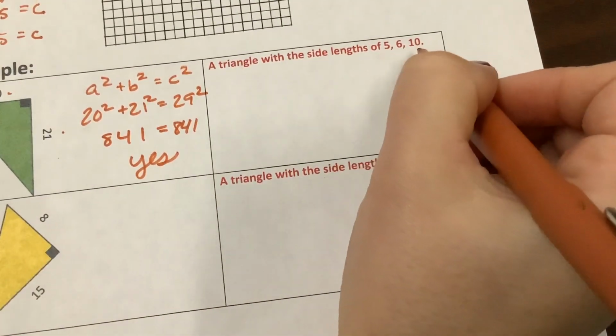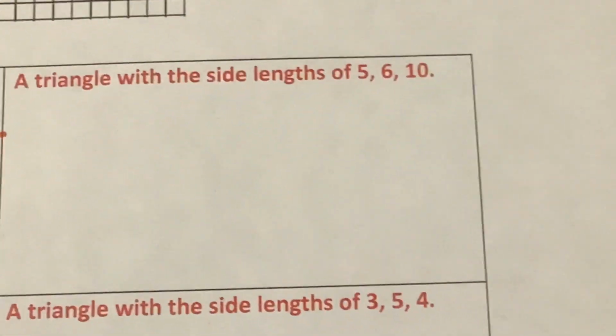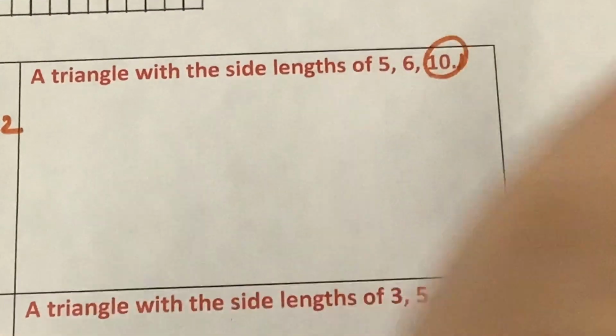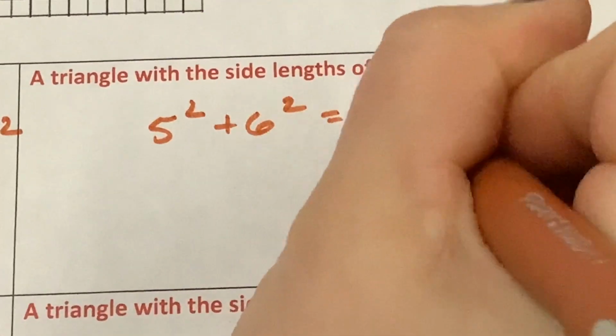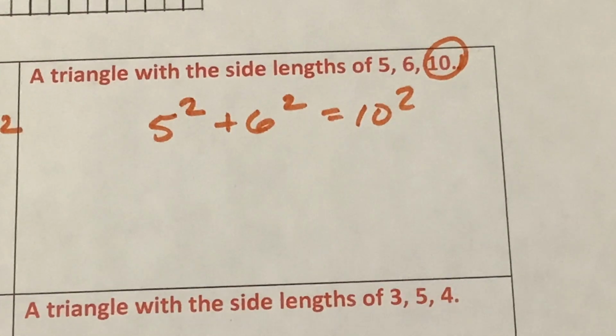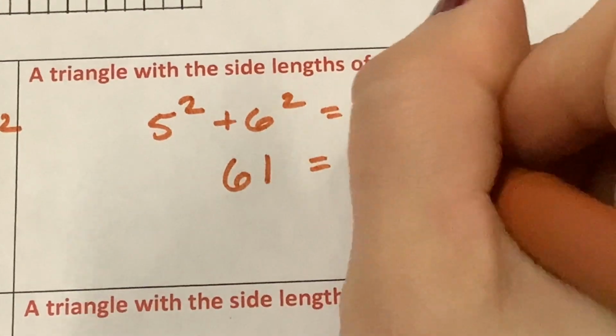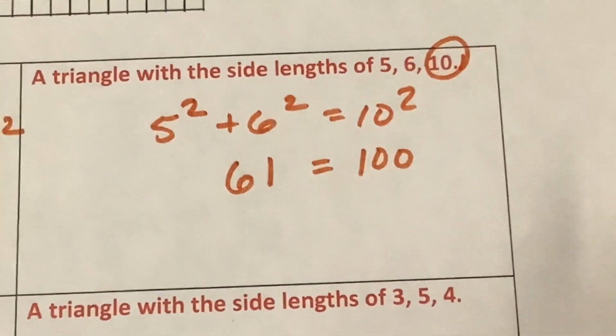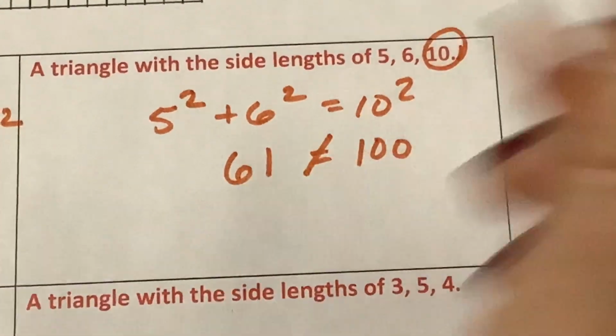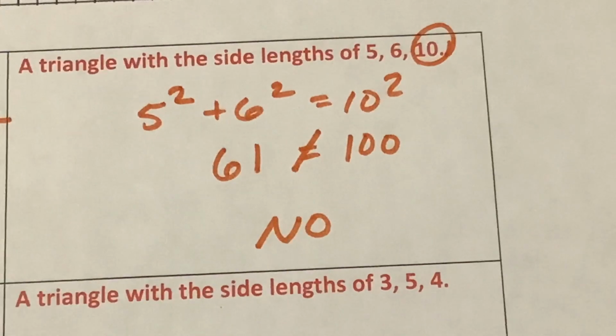We have 5, 6, and 10. Which one has to be the hypotenuse? 10. So circle that, that's our hypotenuse. And so now we're going to do 5 squared plus 6 squared and check to see that it equals 10 squared. Well, what is 5 squared and 6 squared? Yeah, 25 and 36, which is 61. And does 61 equal 10 times 10, or 100? No, so I want you to put that it's not equal, and no, this is not a right triangle. We're just proving whether it is or is not a right triangle.